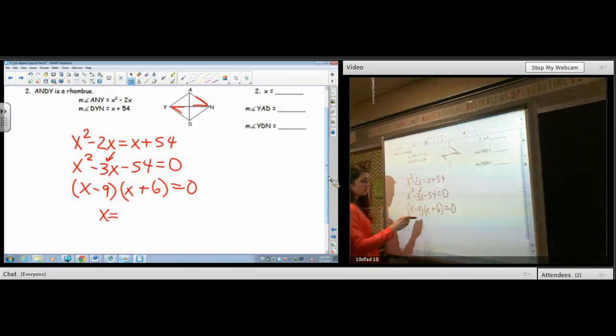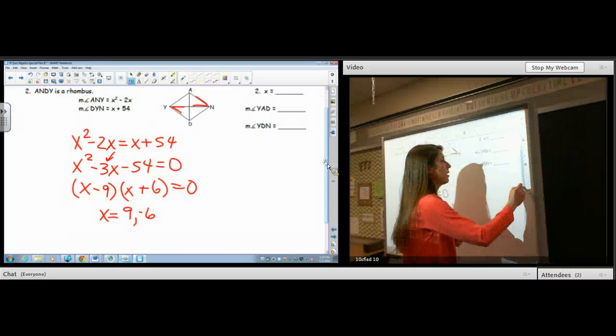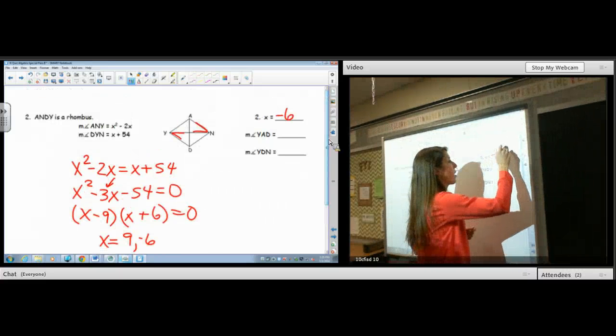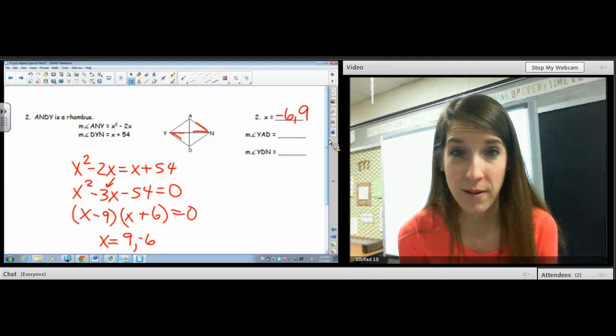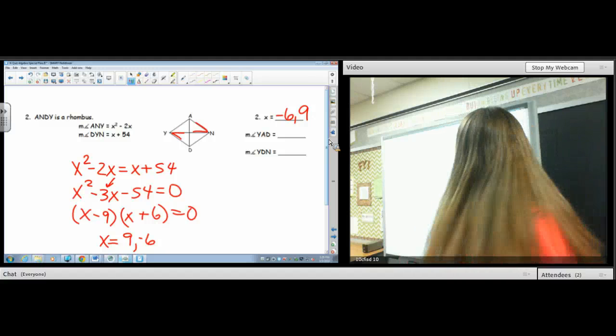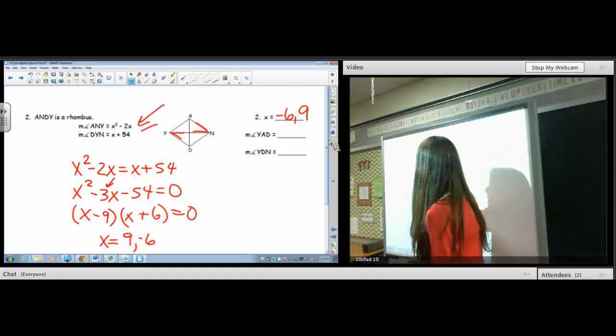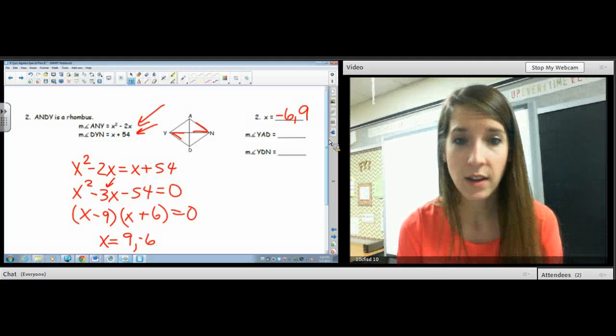What number forces that one to equal 0? Well, 9 does. What forces that one to equal 0? Well, negative 6 does. Now, when you have a factoring problem and you have two answers, you need to decide, do I keep them both or do I throw one out? Because every problem is different. How do you decide? You plug it in here and you plug it in here, and you make sure both get you a positive angle.